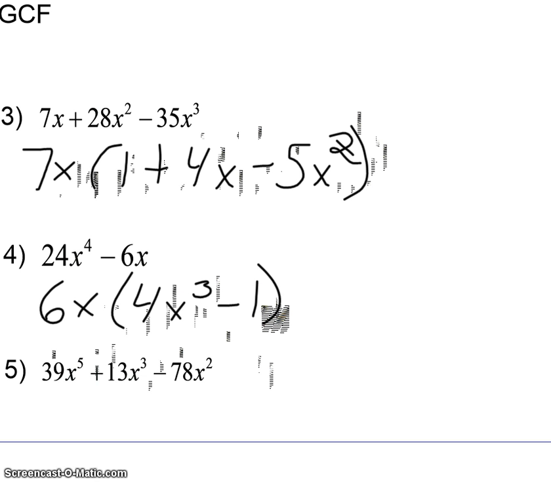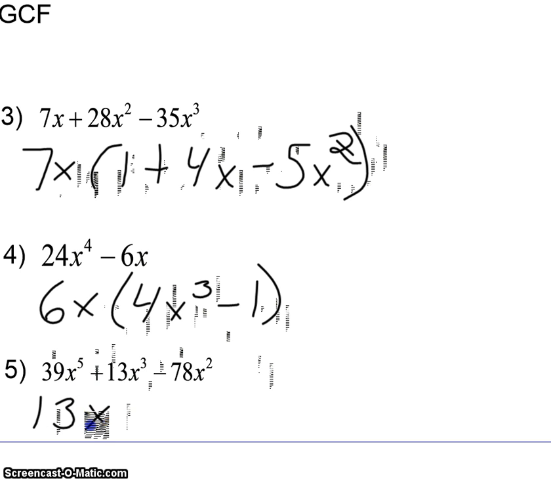Okay, problem number 5. When I take a look at 39 and 13, I recognize pretty soon that 13 goes into the first two terms. I'm not sure about 78, but I'm going to use my calculator just to verify. 78 divided by 13 goes in evenly. It goes in 6 times. I just did that on the calculator. So 13 is a GCF.